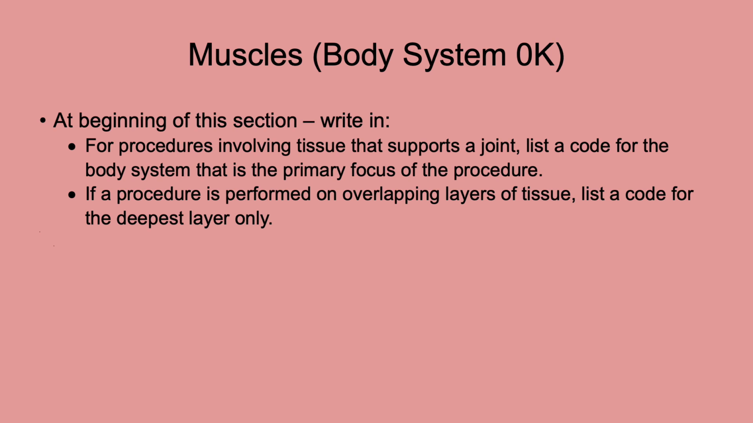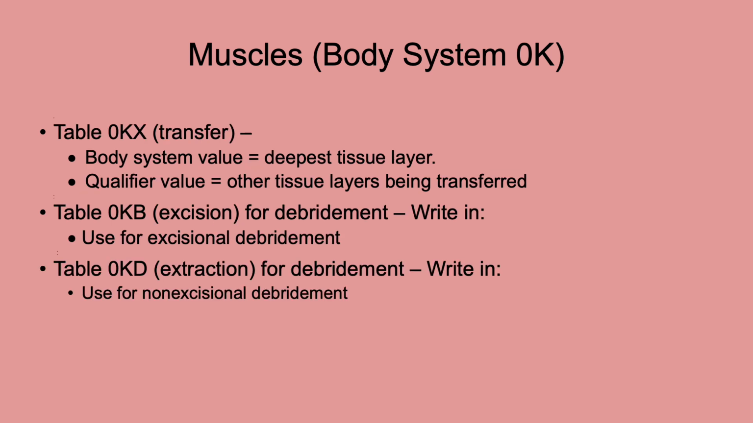Okay, let's look at the muscles body system, 0K. At the beginning of this section, write in procedures involving tissue that supports a joint, list a code for body system that is primary focus of the procedure. So if it's primarily on the joint, use a code for joint. If it's primarily on the muscle, use a code for muscle. If the procedure is performed on overlapping layers of tissue, list a code for deepest layer. I know this sounds repetitive, but each table should stand by itself if at all possible.